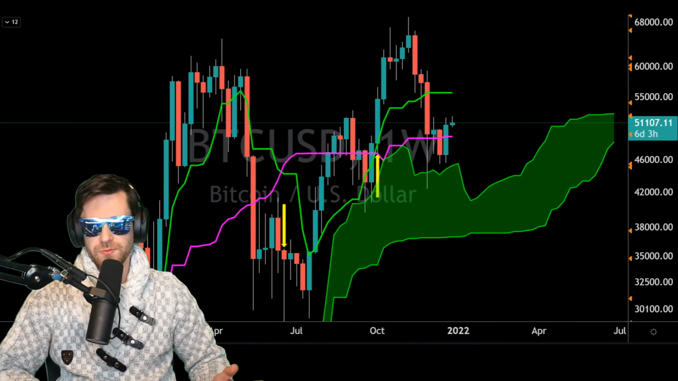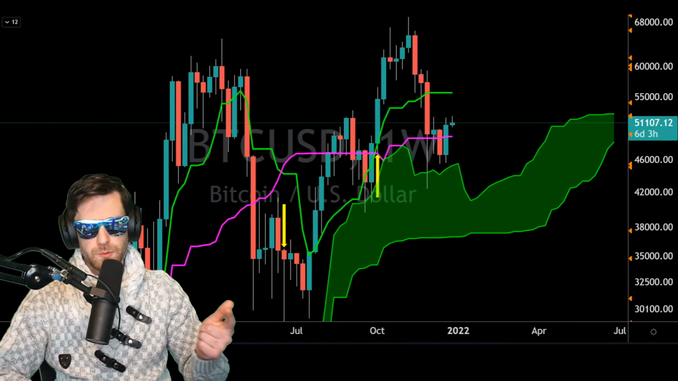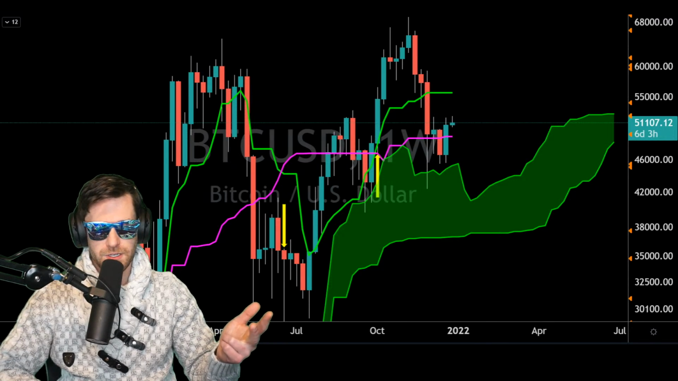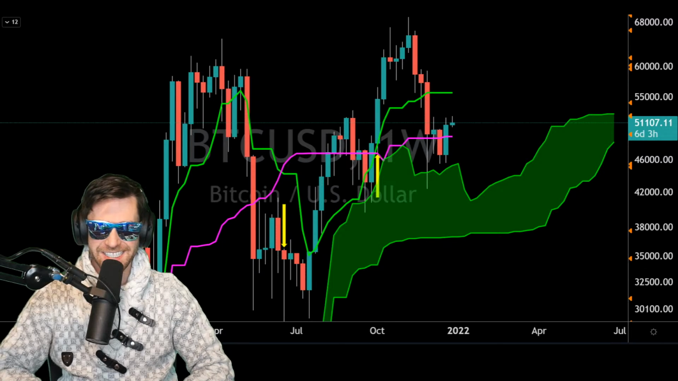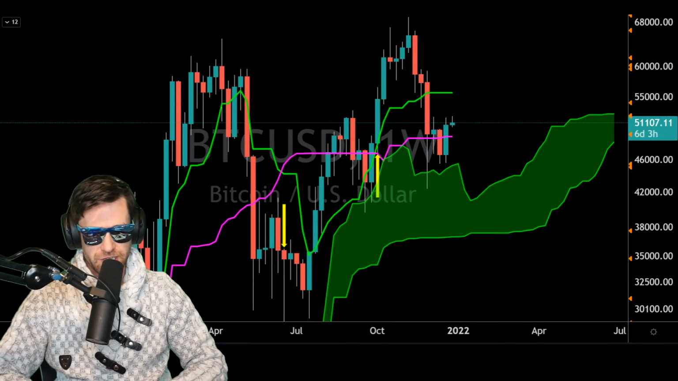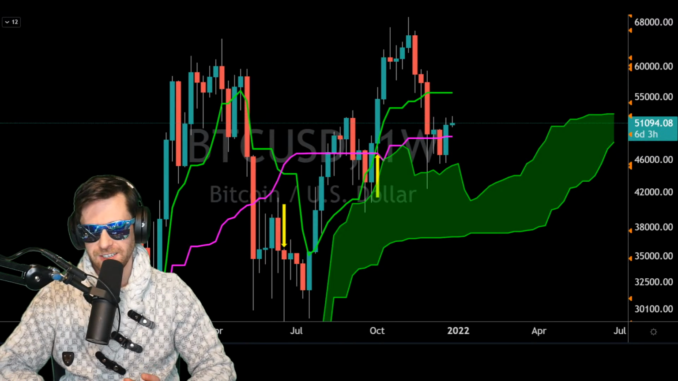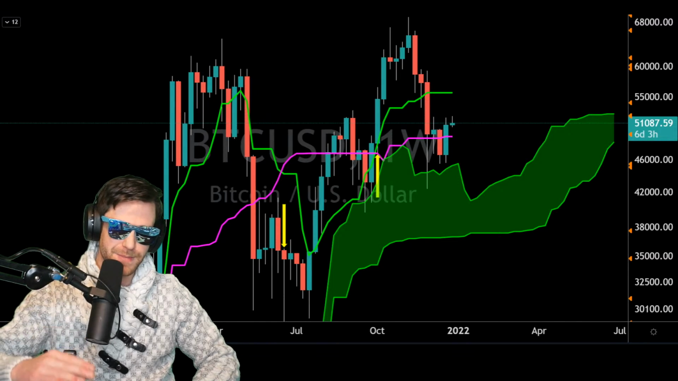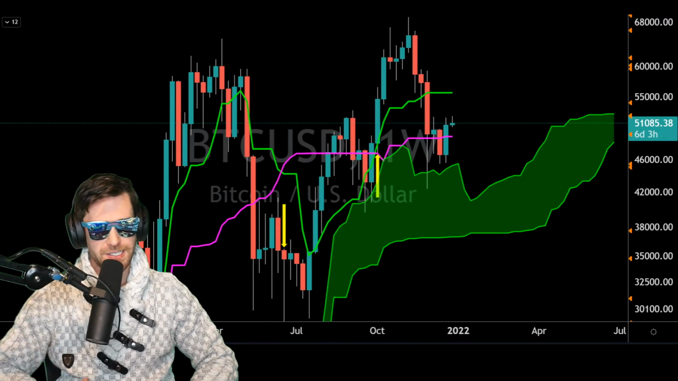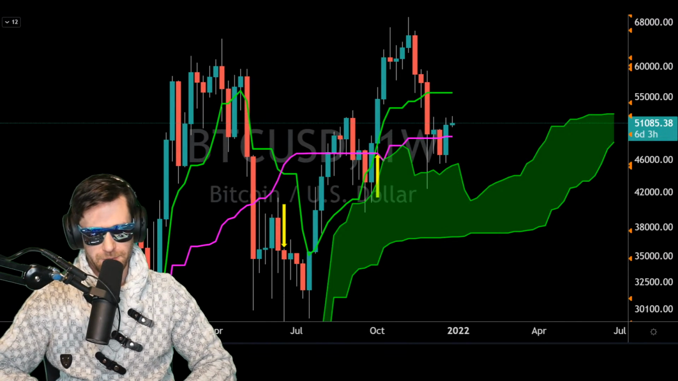We have essentially three things here. We have a green line, we have a purple line, and we have a cloud. The cloud is obvious. It's the puffy thing. The green line is the TK. The purple line is the KJ. The green line and the purple line are similar to moving averages, but they're calculated differently. Instead of an average of price, they're looking at the median price between swing highs and swing lows in a certain amount of periods back.